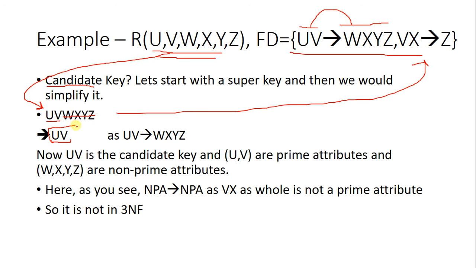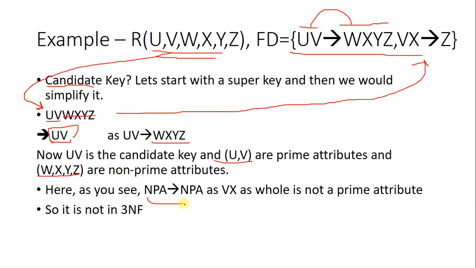From this candidate key, you can categorize the columns into prime and non-prime attributes. So u and v are prime attributes, and these 4 columns w, x, y, and z are non-prime attributes. Now again we need to check the condition that a non-prime attribute should not determine a non-prime attribute.